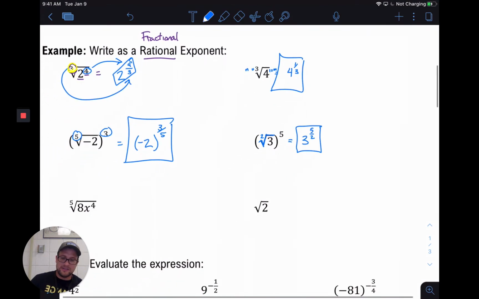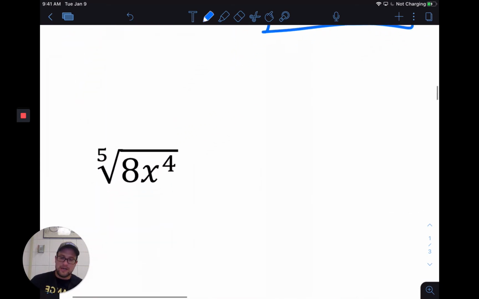Right? So if we don't see a number up in that little index spot to indicate the root, we just assume that it is a 2. Looking at our next problem over here, we've got to be a little careful with this one now. Right now, I have x being raised to the fourth power. This is not 8x raised to the fourth power. And that's why we got to handle this one a little bit more carefully.